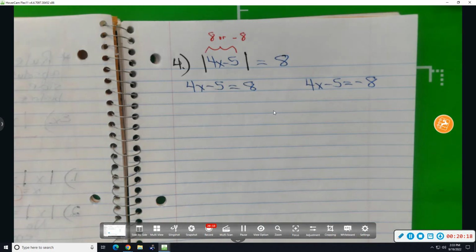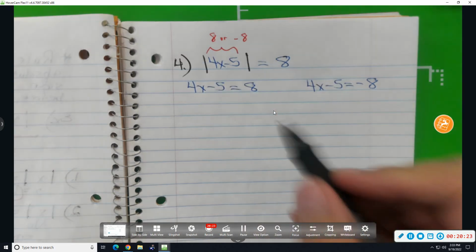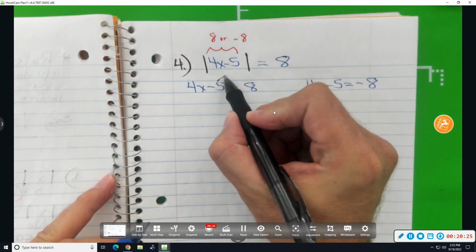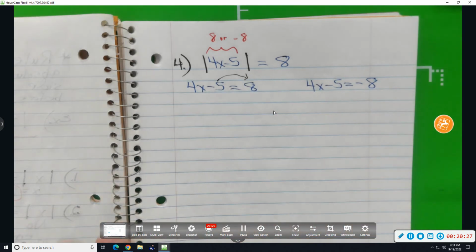Let's see, how am I going to solve this one? Let's start with this one. Talk me through, what will I do first? Yeah, add the 5.